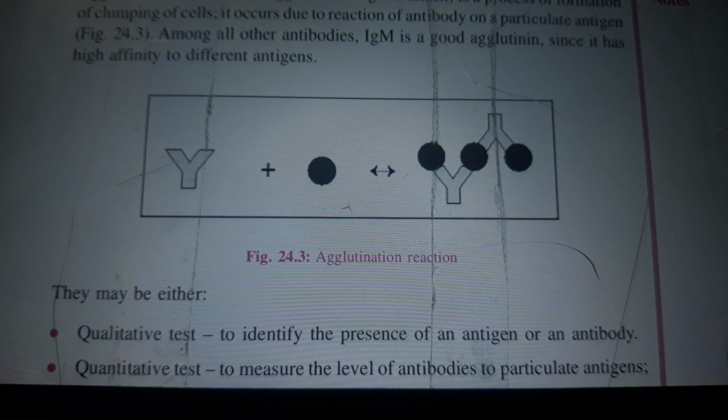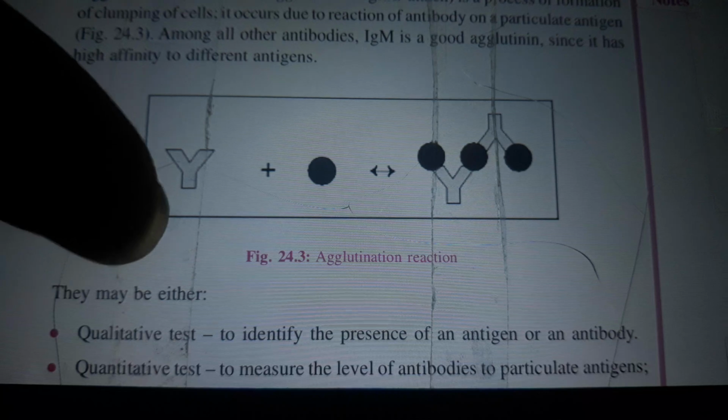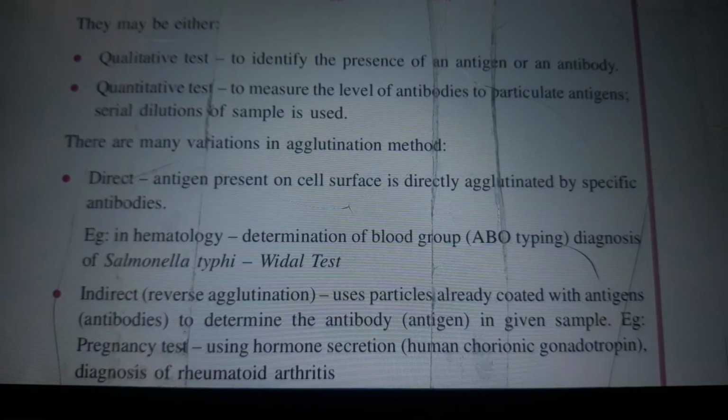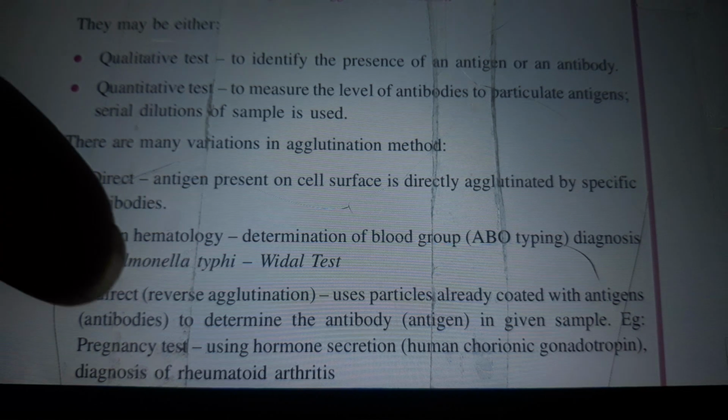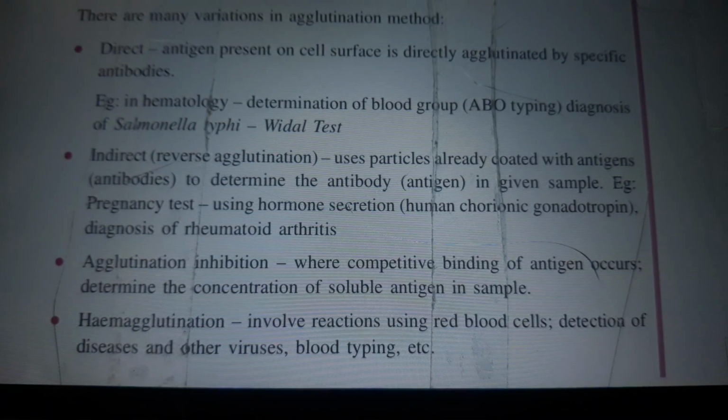Agglutination is the next term. Agglutination, from Latin agglutino, to gel or to glue or attach, is a process of formation of clumping of cells. It occurs due to the reaction of antibody on a particular antigen. Among all of the antibodies, IgM is a good agglutinin since it has a high affinity to different antigens. It may be either a qualitative test to identify the presence of an antigen or an antibody, or a quantitative test to measure the level of antibodies to particulate antigens, where serial dilutions of the sample are used. There are many variations in agglutination methods.